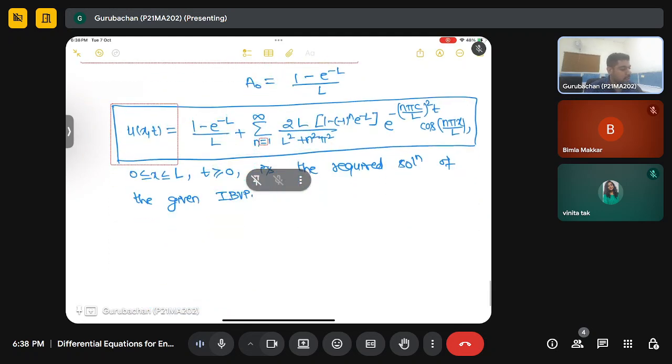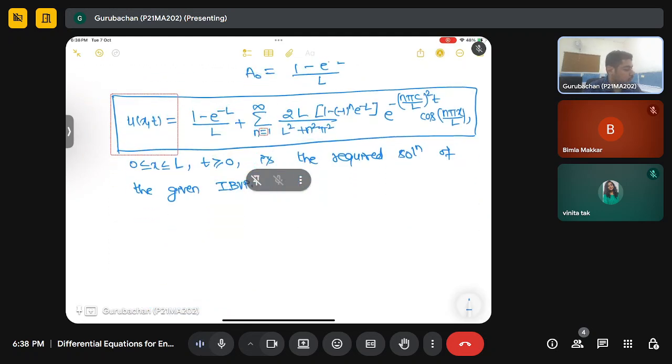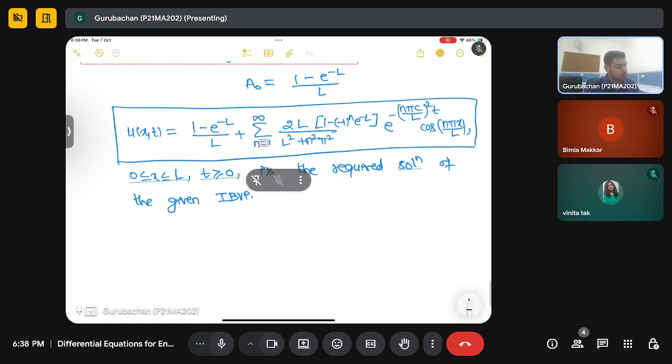So in the same scenario, let me give you one more question, but with a different boundary condition or a different framework. So this is like this.